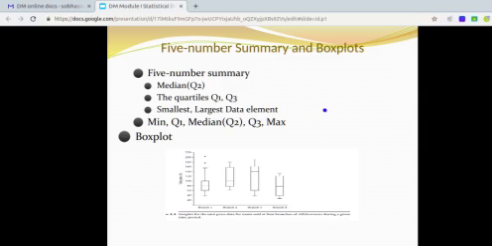Now if your data is not symmetric, then the median or mean value alone will not give you a summary of the data.